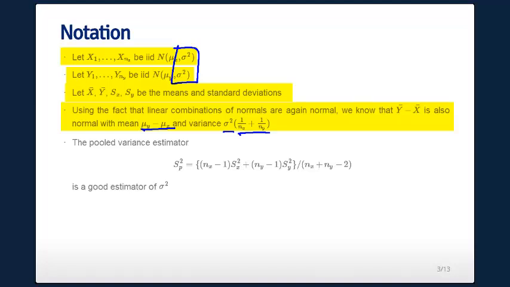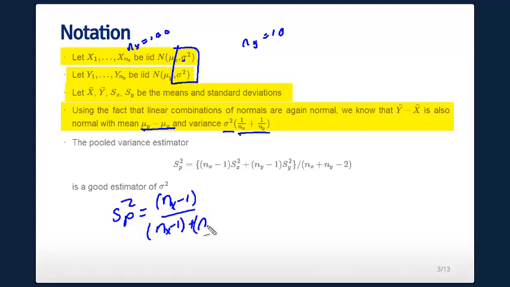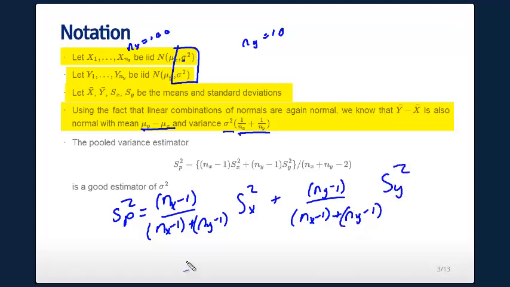But it also makes sense that if nx equals 100 and ny equals 10, then we would want to weight the sigma squared estimate from x more than the one from y. So look at this pooled variance estimator, S sub p squared. It's nx minus 1 over nx minus 1 plus ny minus 1, times sx squared, plus ny minus 1 over nx minus 1 plus ny minus 1, times sy squared, which is equal to p sx squared plus 1 minus p sy squared.